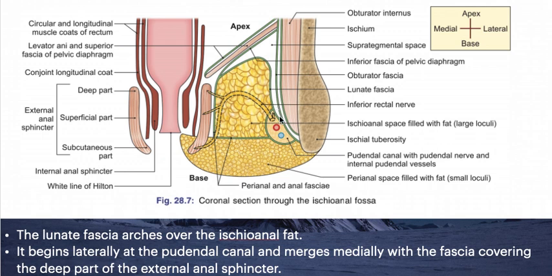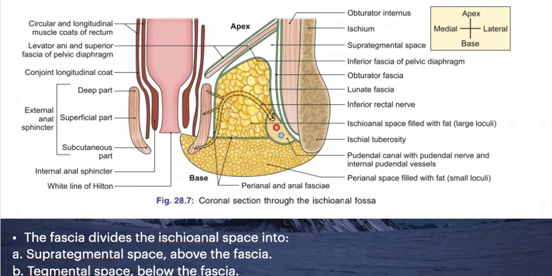It begins laterally at the pudendal canal. This is the pudendal canal, and it is merging medially with the fascia covering the deeper part of the external anal sphincter. Now, the fascia over here is dividing the ischioanal space into two parts, the suprategmental space and the tegmental space. Okay, this is the lunate fascia dividing the ischioanal space into a suprategmental space and a tegmental space.